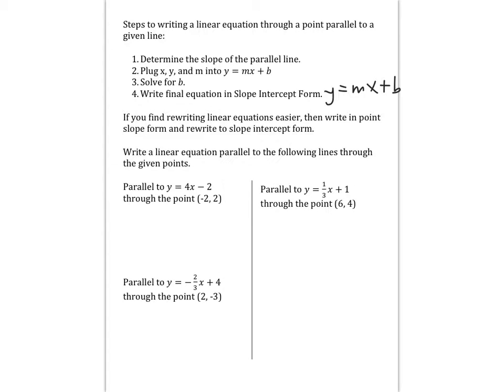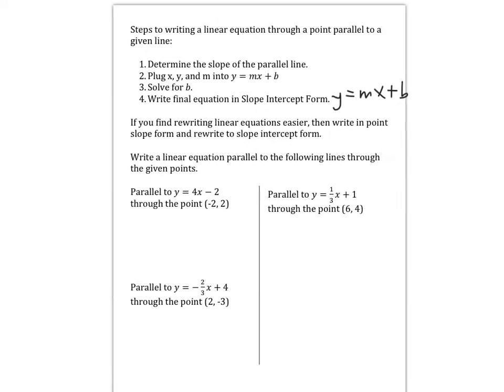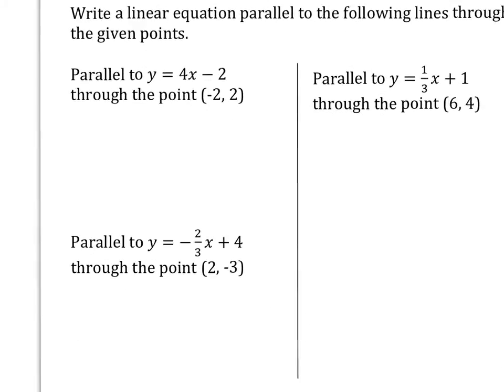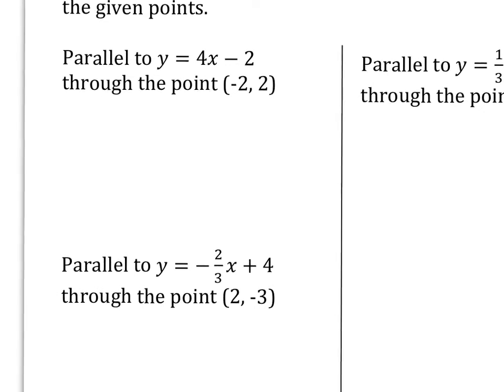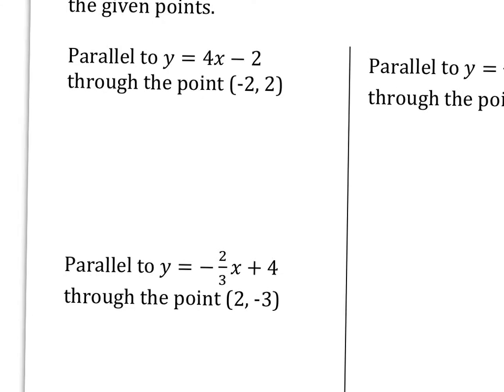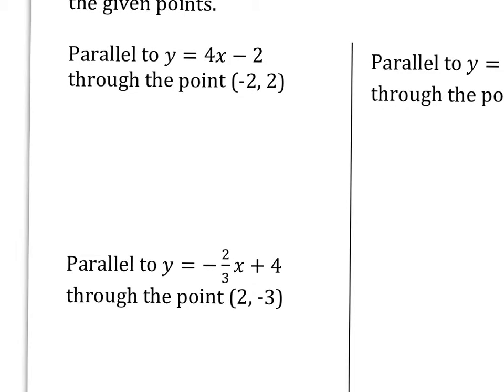If you find rewriting linear equations easier, then you could write in point-slope form and rewrite to slope-intercept form. That would also work. But we're going to go through the steps that were above, and we'll write a linear equation parallel to the following lines through the given points. So I'm going to zoom in here, and we'll look at the first example. Parallel to y equals 4x minus 2 through the point negative 2, 2.